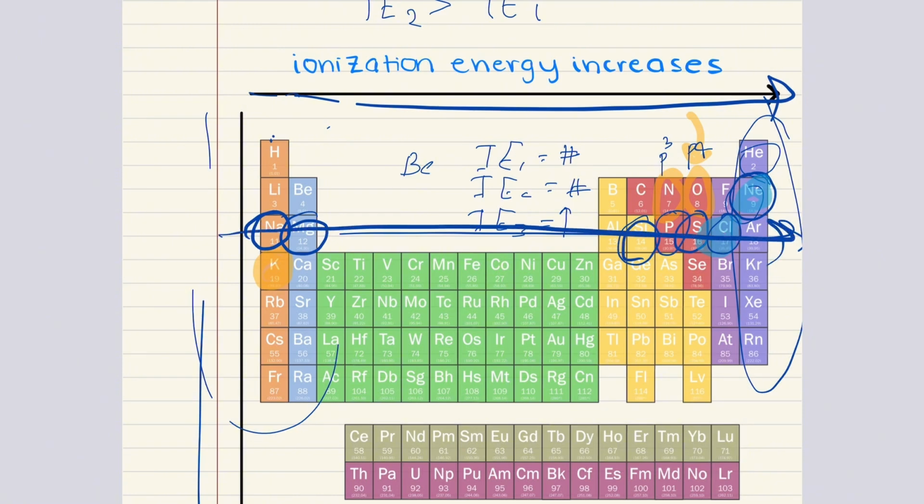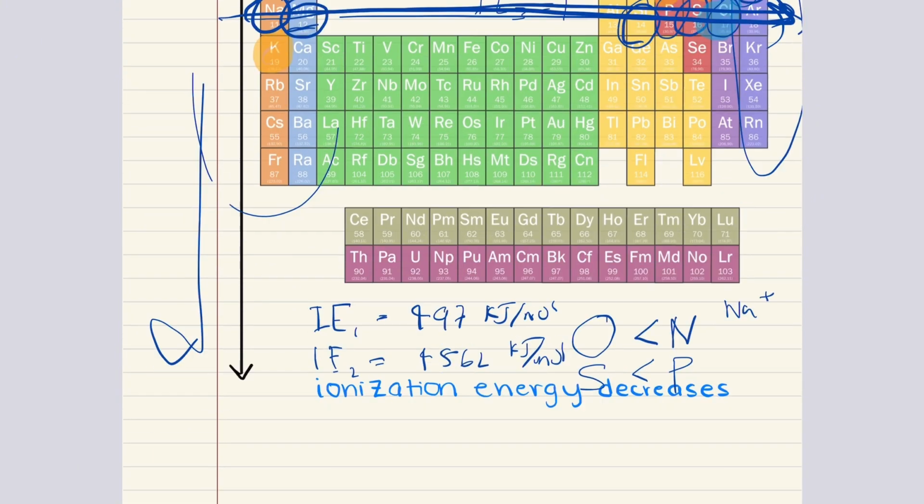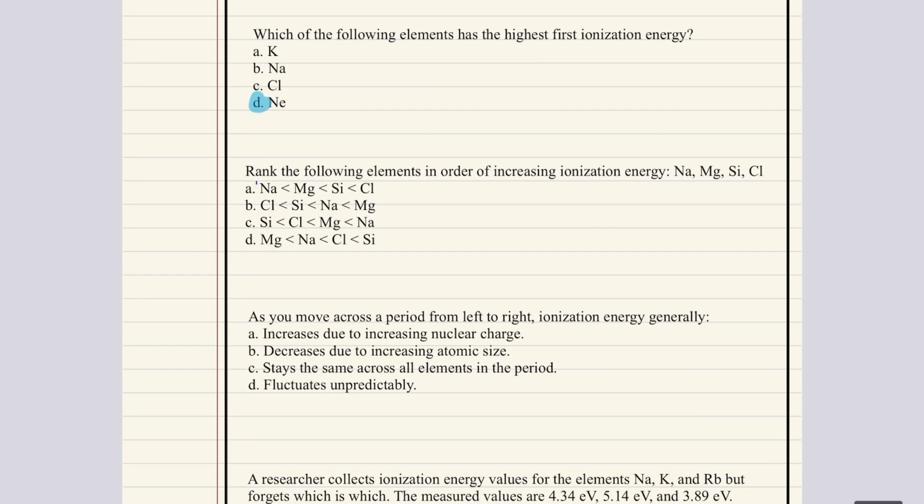What is our trend for ionization energy going from left to right? Well, going from left to right, ionization energy increases. Ionization energy increases across a period. And that means that the further right an element is in this period, the higher the ionization energy. So chlorine is going to have the highest ionization energy. Second highest is going to be silicon, then magnesium, then sodium. So this is the trend we're looking for. And that best aligns with answer choice A. Chlorine has the highest ionization energy, followed by silicon, then magnesium, then sodium.